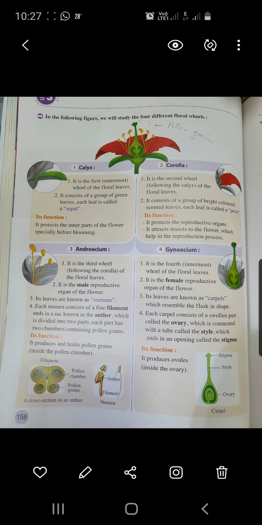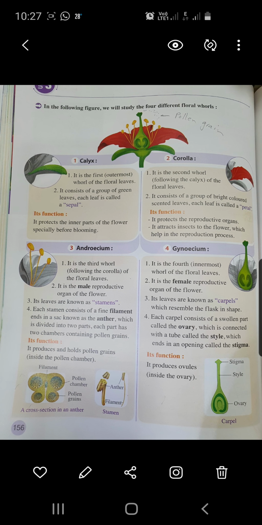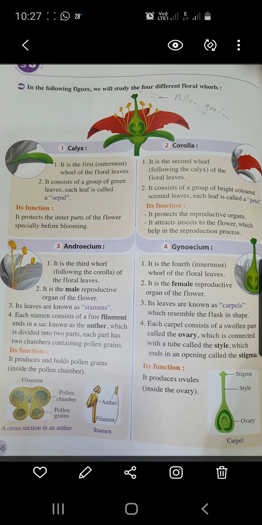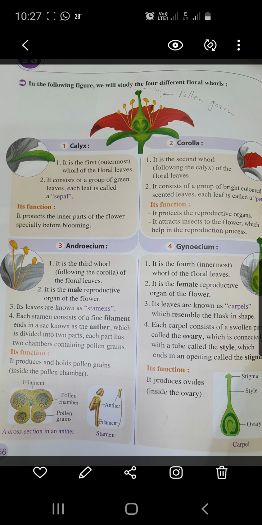What are the main components of the flower? Here, the flower is made of four different leaves or four different whorls. We call them floral whorls.